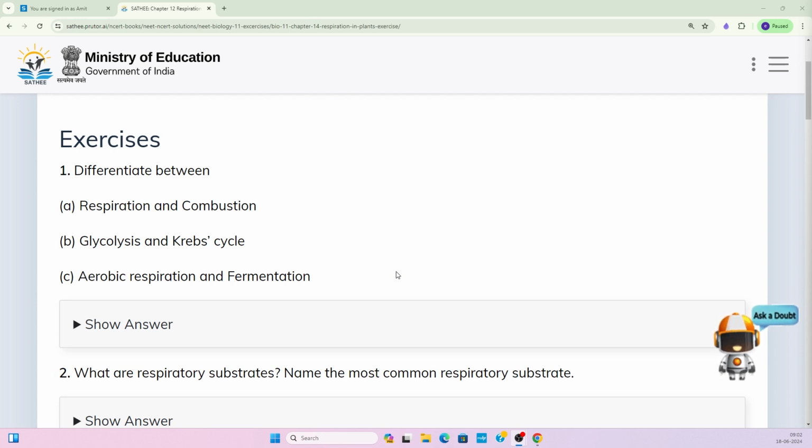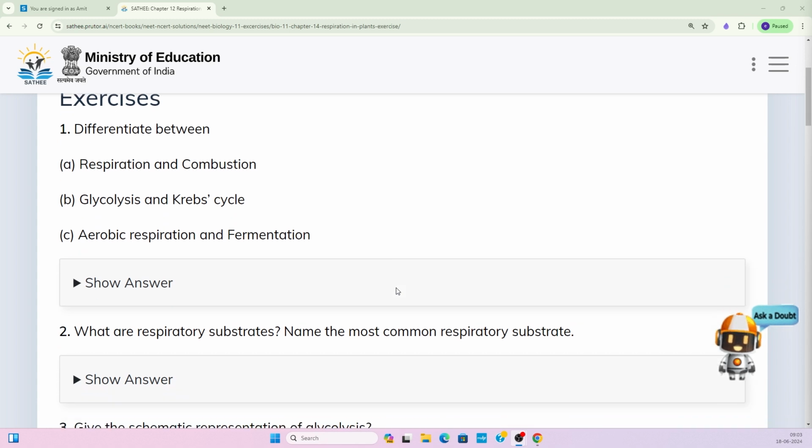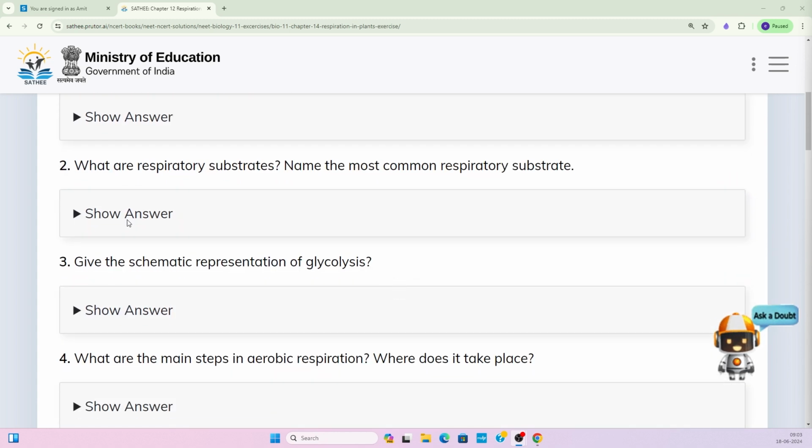Differentiate between A, respiration and combustion. We have to differentiate between respiration and combustion. B, glycolysis and Krebs cycle. It means what is the difference between the glycolysis and Krebs cycle processes. Then the third will be aerobic respiration and fermentation. Let us see the first difference, that is between respiration and combustion.